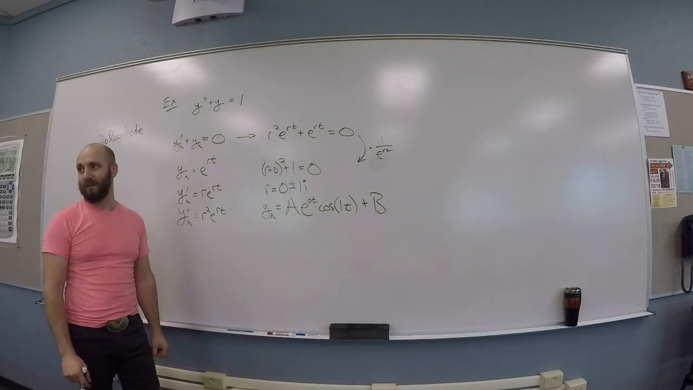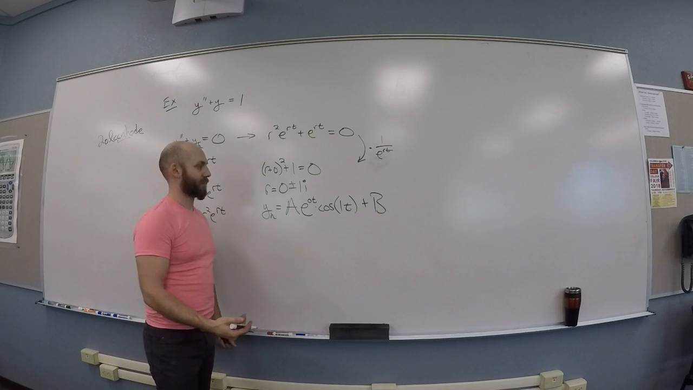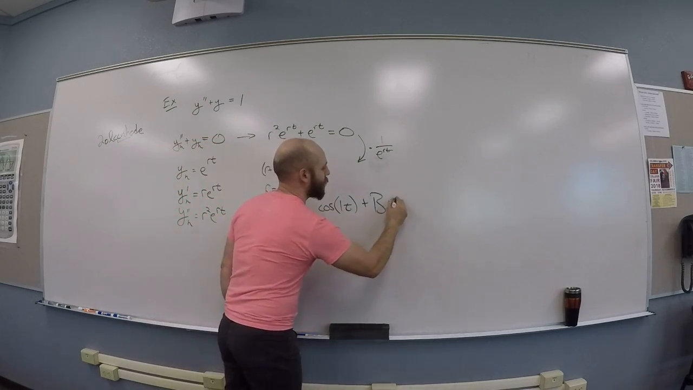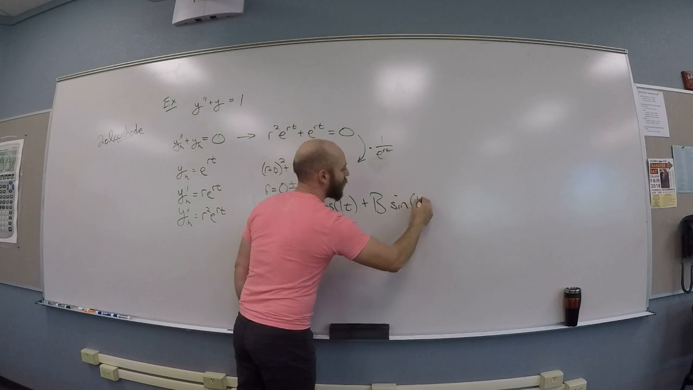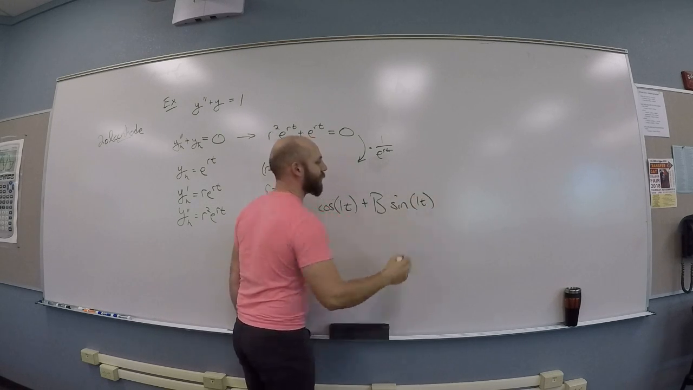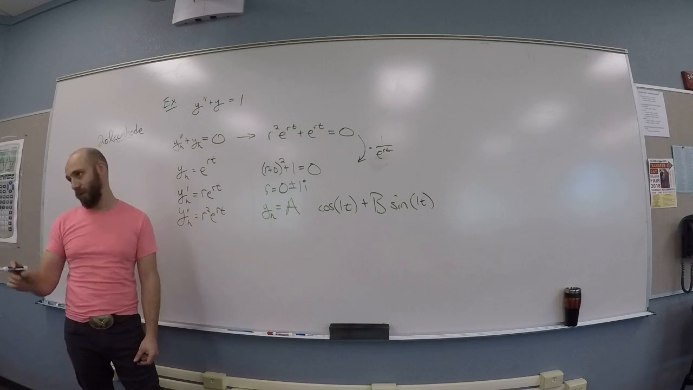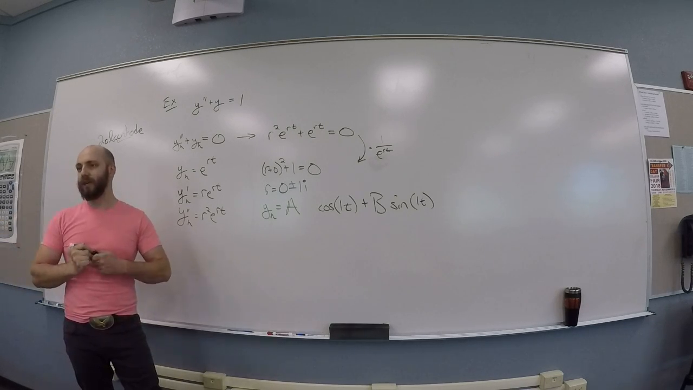Cosine of 1t plus b sine of 1t. Do we have to put the extra t in that? No, you do not. The only time you have to put the extra t in there is if they're actually the same, which means they have to be real. Complex always comes in pairs.